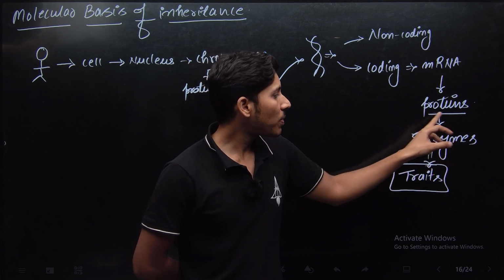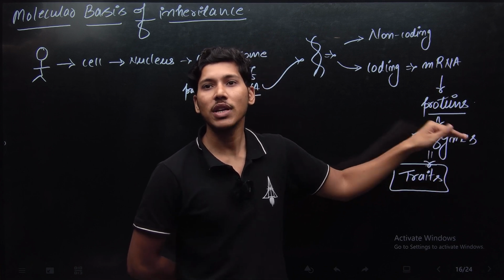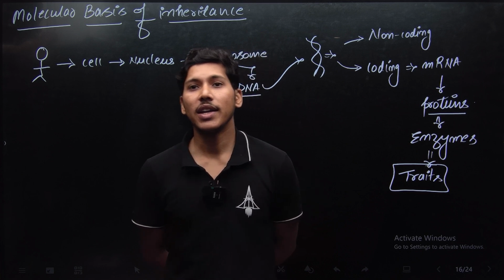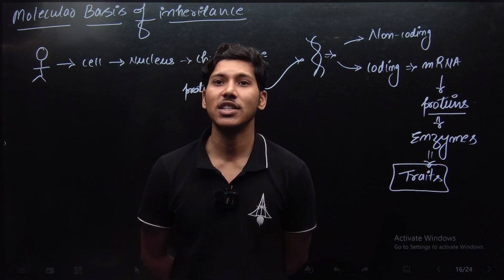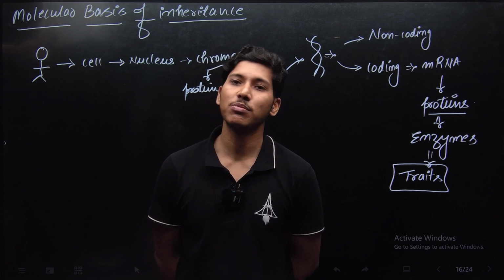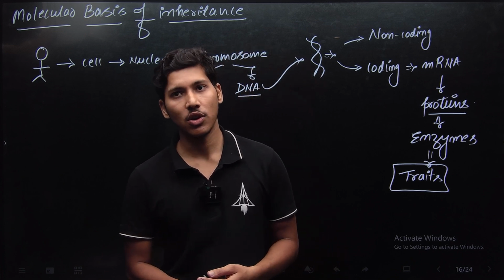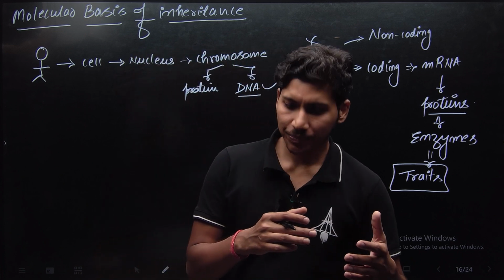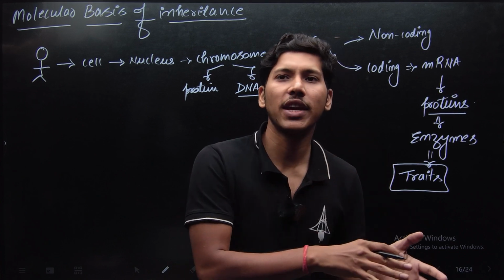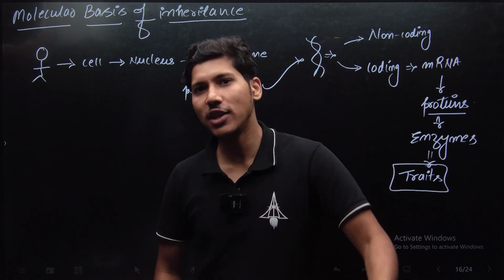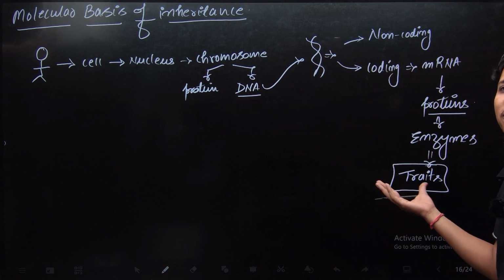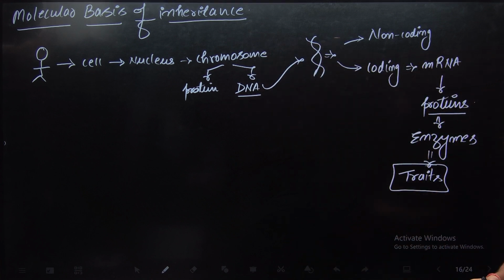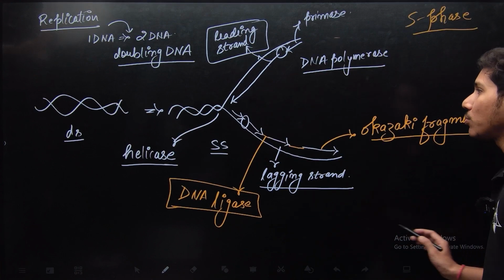These proteins start to produce enzymes, and those enzymes are involved in various reactions of our bodies, and those reactions lead to expression of different types of traits in our body. So it is basically the expression of DNA to proteins which actually leads to expression of different types of traits in our body. Okay, clear? Let's move ahead.